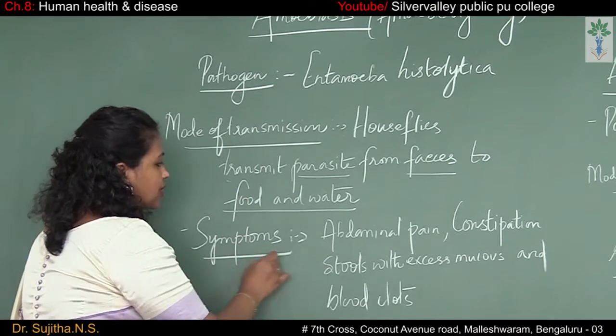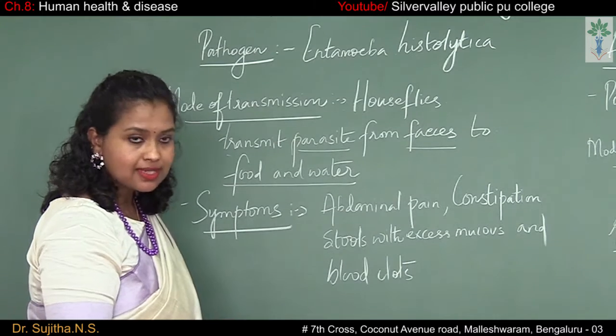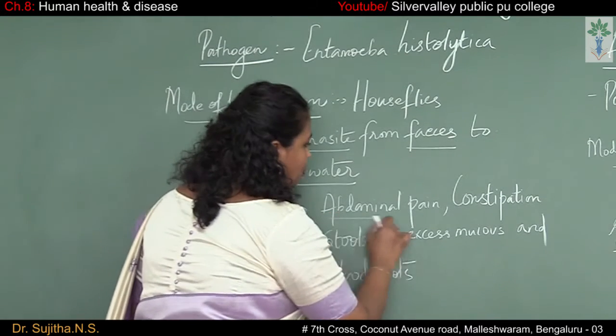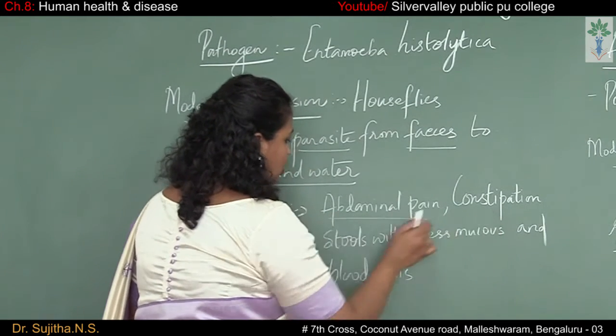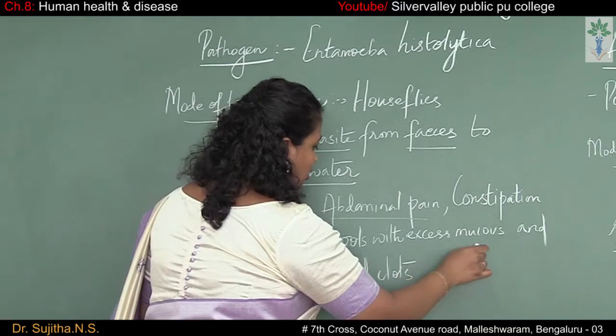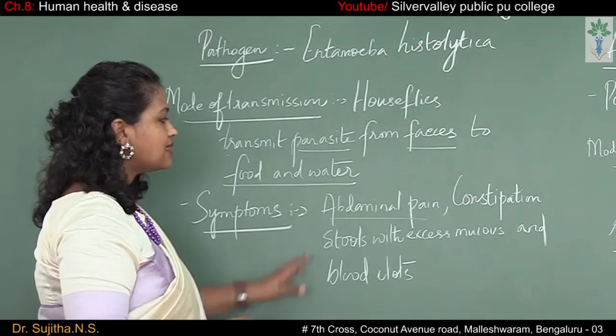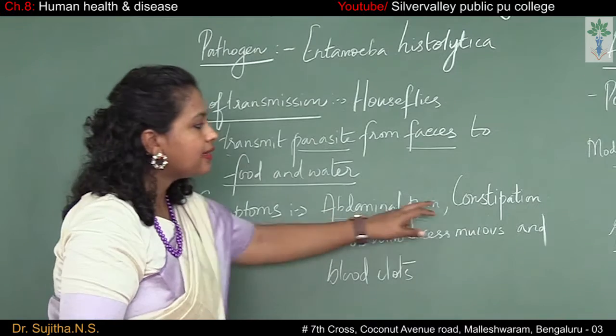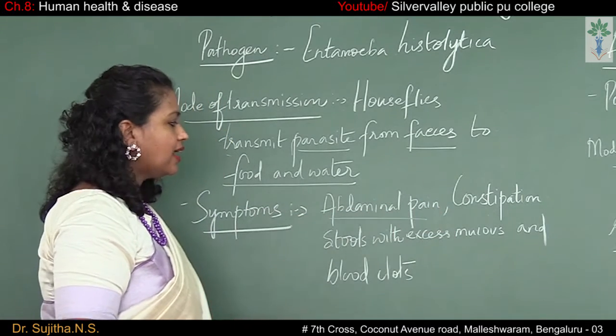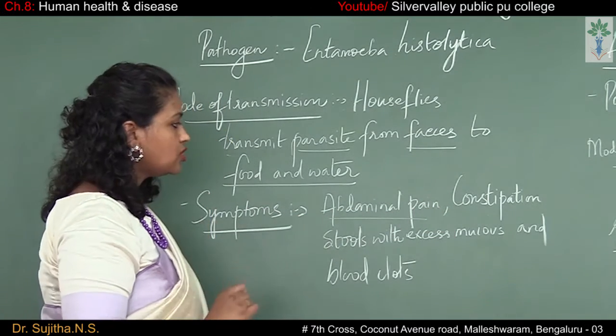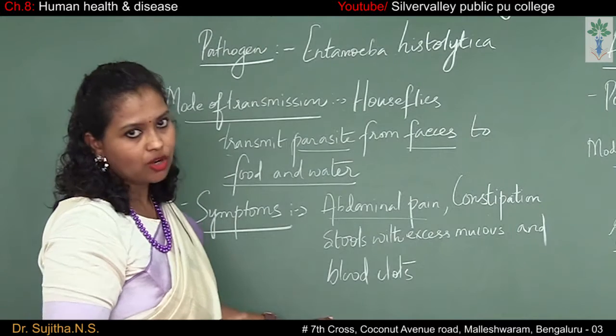So, the housefly is going to contaminate the food and the water with this protozoan parasite. And what are the symptoms of this disease? The symptoms of this disease are abdominal pain, constipation, and stools with excess mucus and blood clots. So, the person will have severe abdominal pain and irregular bowel movements, and will also have stools which contain a lot of blood clots.